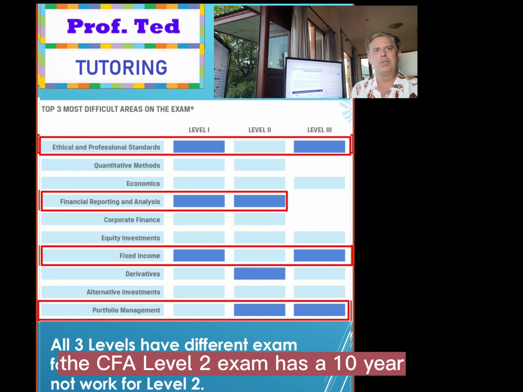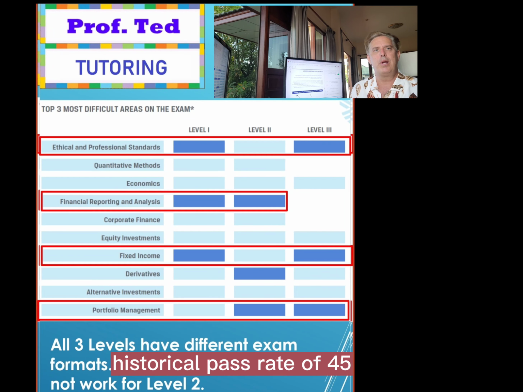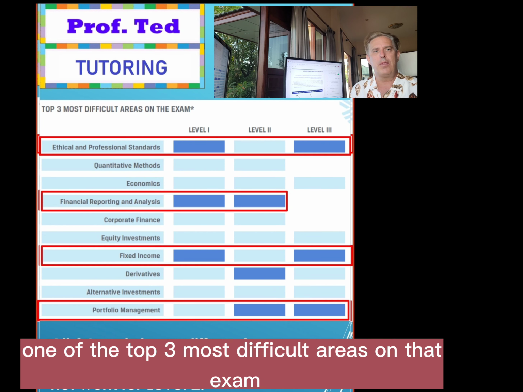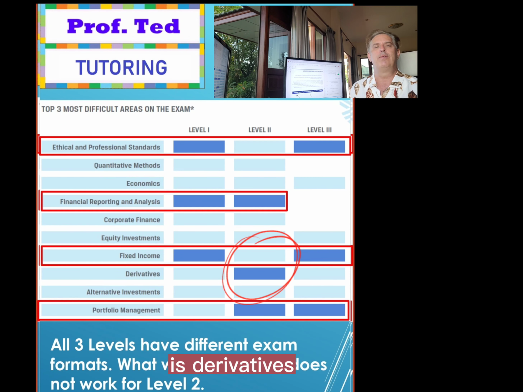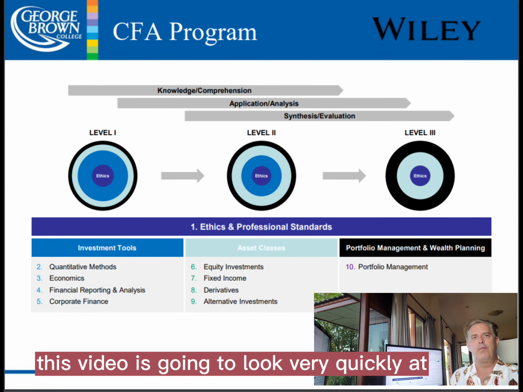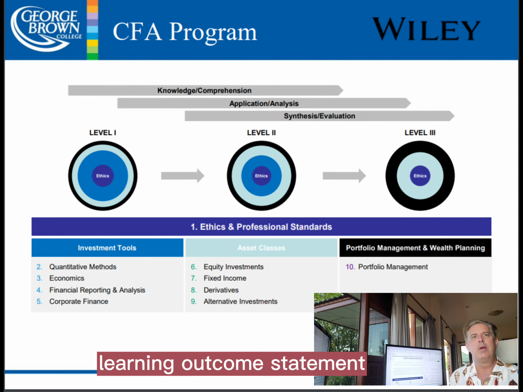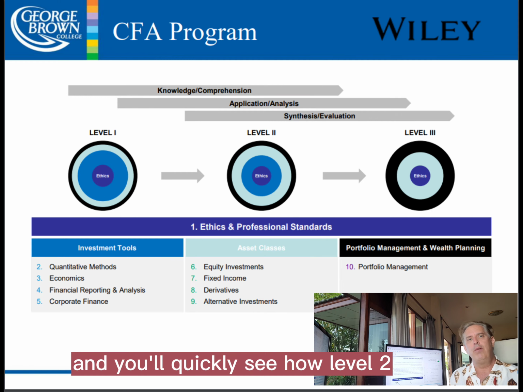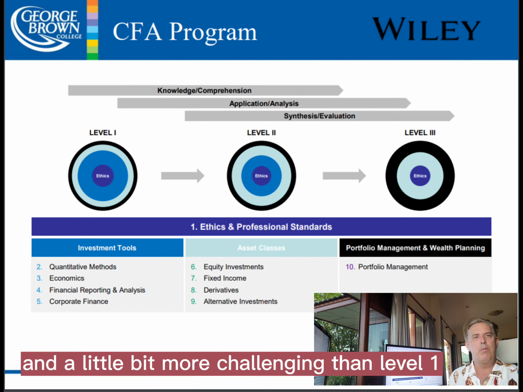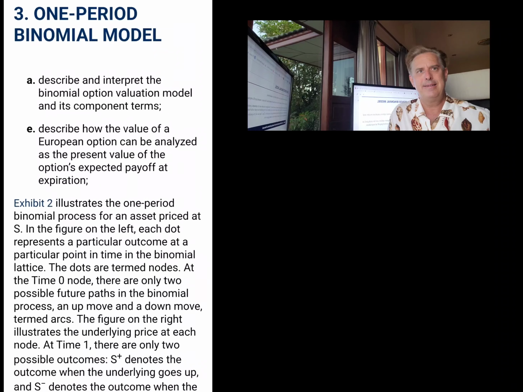The CFA Level II exam has a 10-year historical pass rate of 45%. One of the top 3 most difficult areas on that exam, according to a recent CFA Institute candidate survey, is derivatives. This video is going to look very quickly at learning outcome statements for derivatives from CFA Level 2, and you'll quickly see how Level 2 is a little bit different and a little bit more challenging than Level 1.